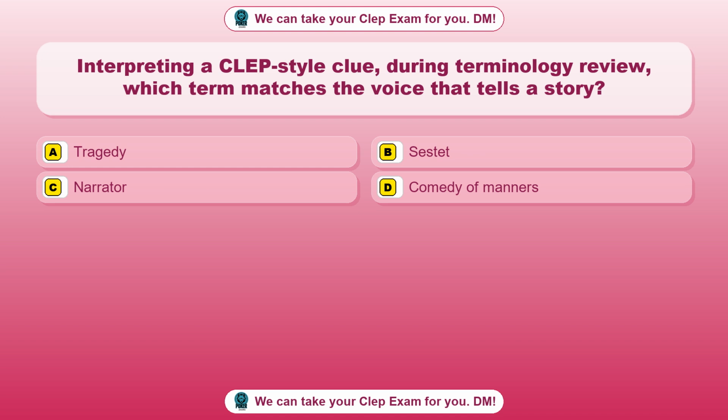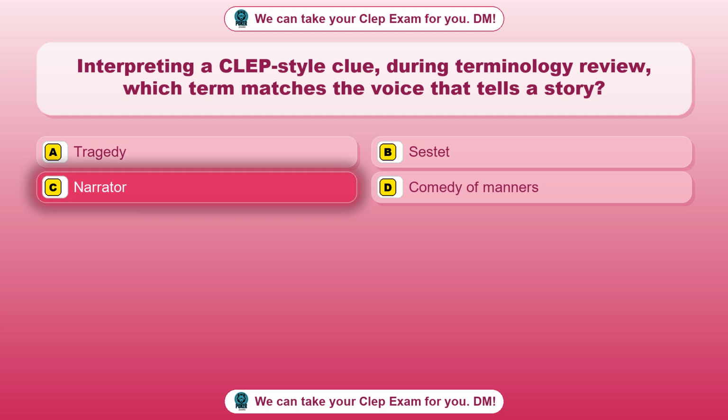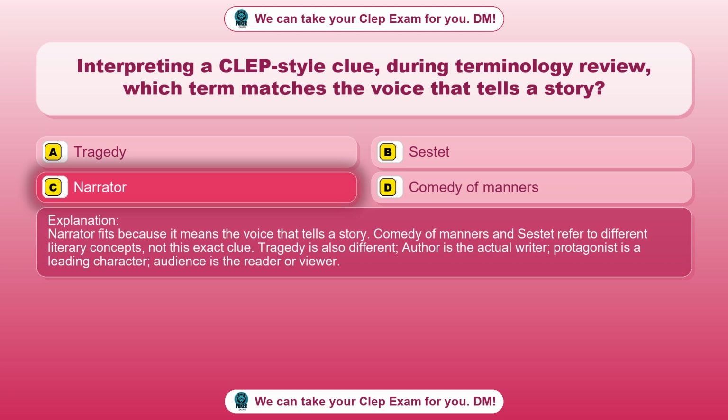Option A, tragedy. Option B, sestet. Option C, narrator. Option D, comedy of manners. The correct answer is option C, narrator. Narrator fits because it means the voice that tells a story. Comedy of manners and sestet refer to different literary concepts, not this exact clue. Tragedy is also different, author is the actual writer, protagonist is a leading character, audience is the reader or viewer.